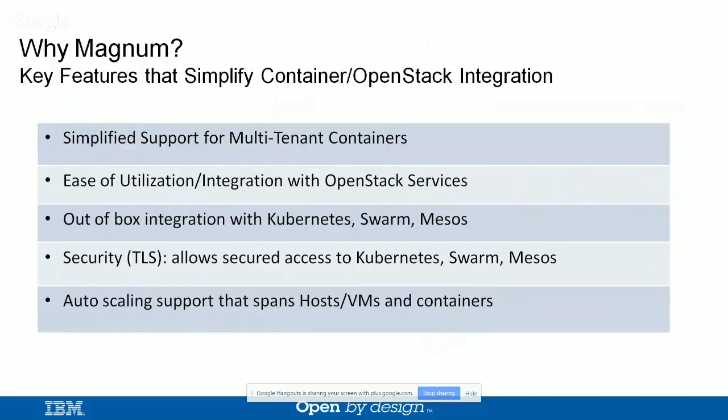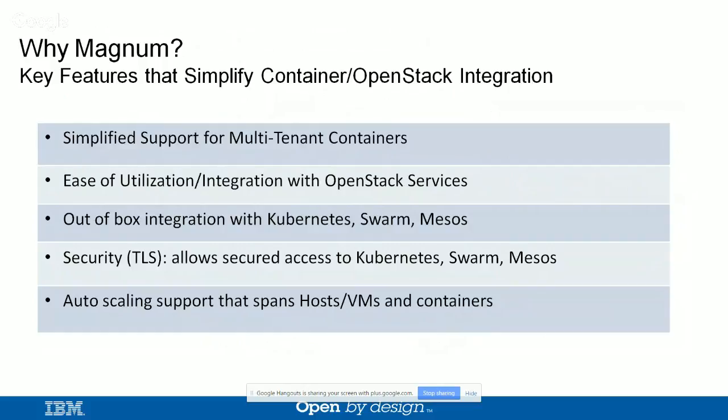So first thing is that Magnum brings multi-tenancy for container, meaning that you allow more tenants to be able to leverage the OpenStack resources, OpenStack services, without having to worry about the interaction between the tenants. And the second point is that Magnum brings deep integration with the rest of the OpenStack services, namely it allows the container to use all the OpenStack services like storage, compute, networking, and so on.